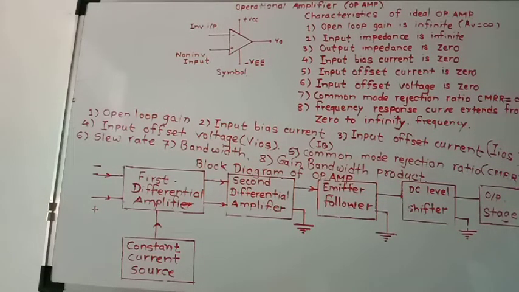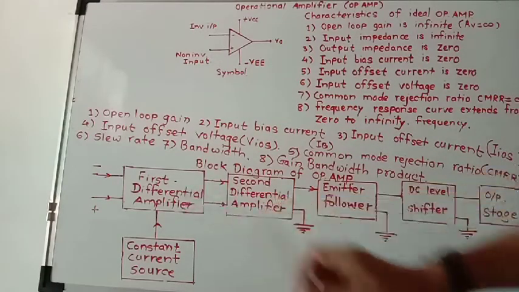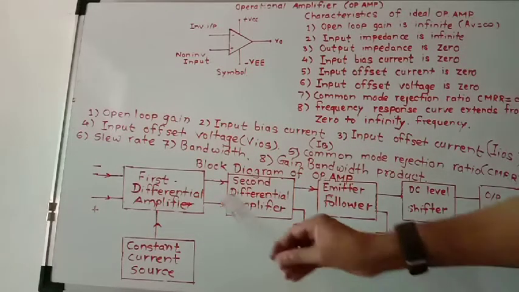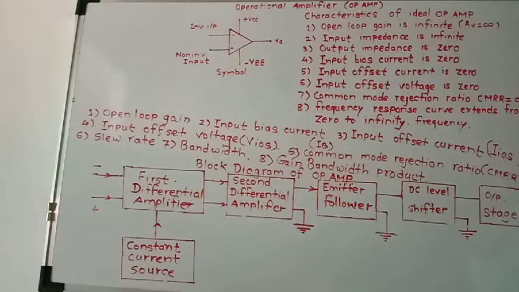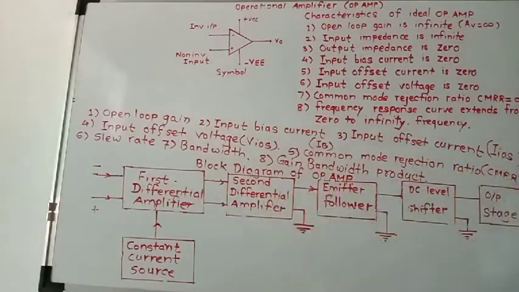This first differential amplifier has high input impedance and a large bandwidth. It reduces the noise, and it provides high CMRR.